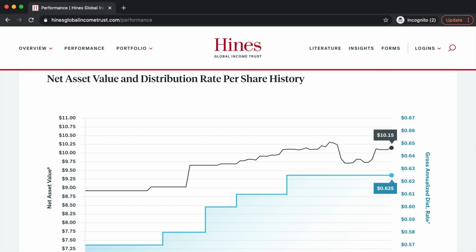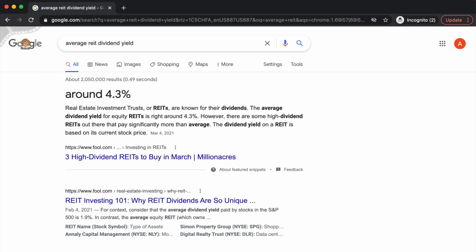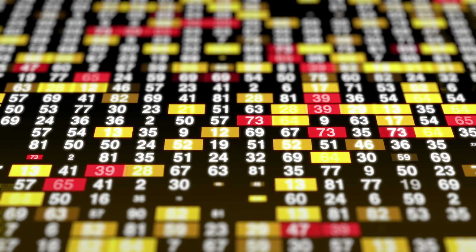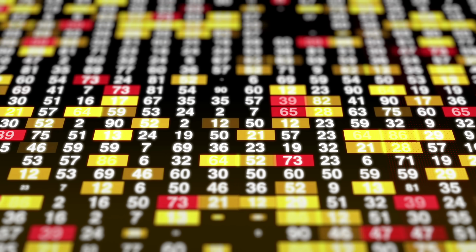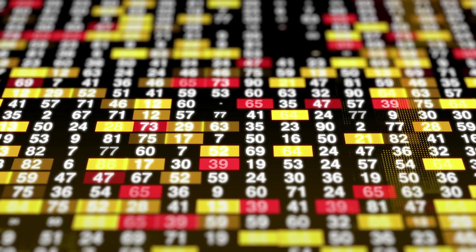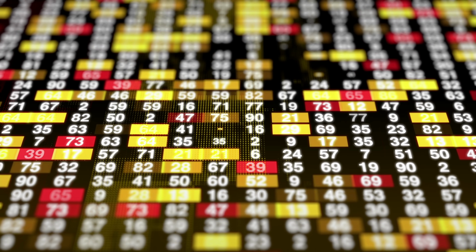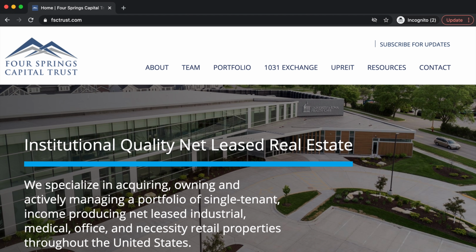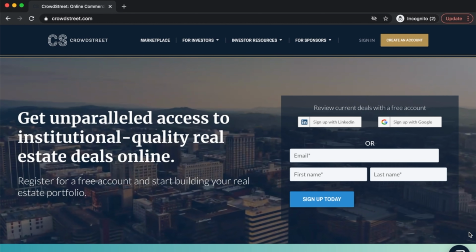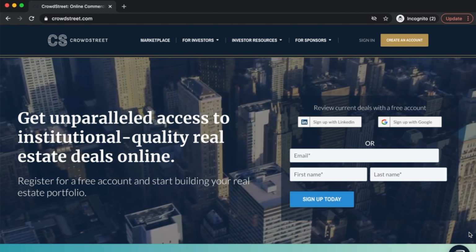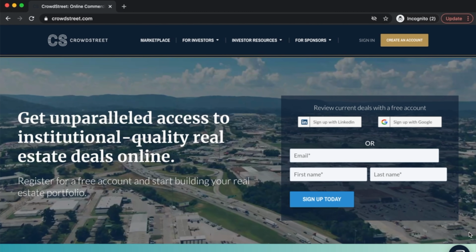All of these non-listed and private REITs that I could find did have dividend yields greater than the average of 4.3% for public REITs. But all of these alternatives to publicly traded REITs do have their fair share of headaches when it comes to investing in them. For example, with most private REITs like Four Springs Capital Trust or with the real estate platform CrowdStreet, you need to be what's known as an accredited investor in order to be able to invest in them.